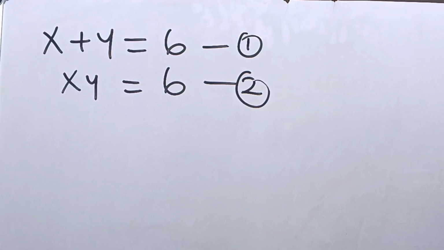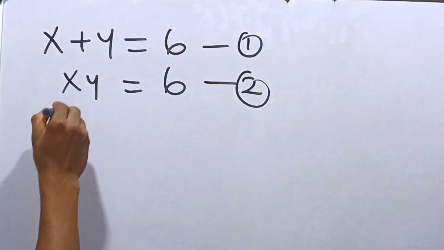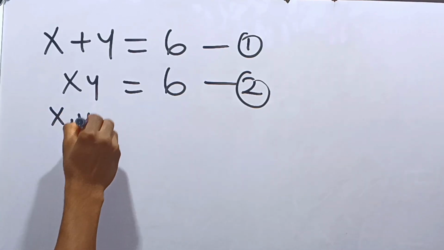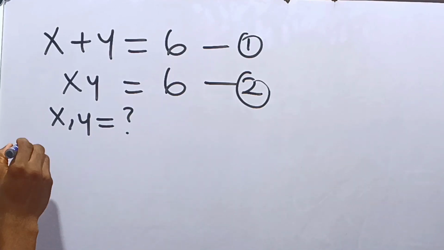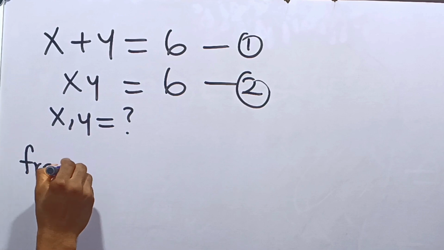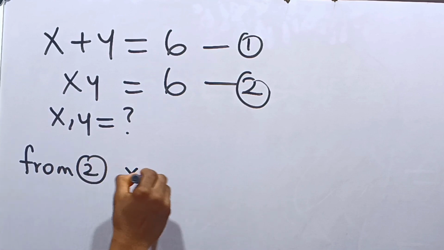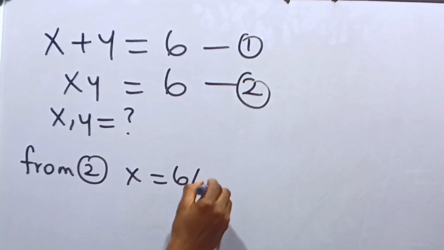Let's solve this together. It says x plus y is equal to 6 and xy is equal to 6. We're required to solve for x and y in this question. Now, the first thing we can do here is to say, from equation 2, we have that x is equal to 6 over y.